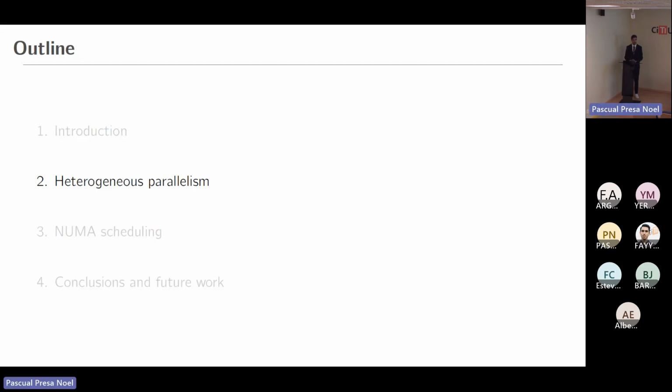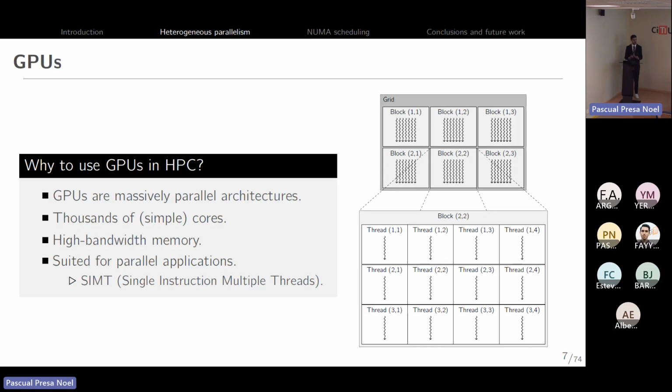We can now move on to the first topic we worked on, which is heterogeneous parallelism. And first, we must answer the question of why we use GPUs in high-performance computing. The answer is quite straightforward, since GPUs have quite a particular architecture, which is very well suited for parallel applications, because these devices have thousands of cores in which we can execute thousands of threads, exploiting this way SIMT parallelism.